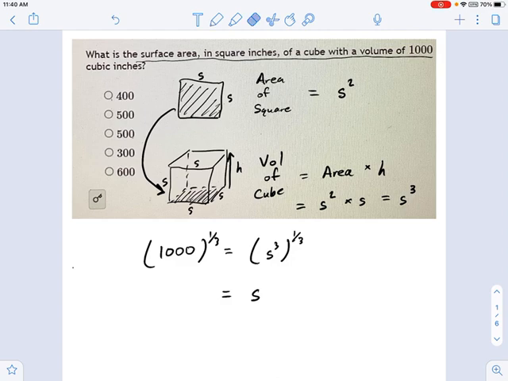And any calculator should be able to do 1,000 to the 1/3. Just make sure you keep that 1/3 in a little parenthesis so it doesn't get confused. So cube root of 1,000 means 1,000 to the 1/3 power. Oh, 10. Great. So s equals 10.